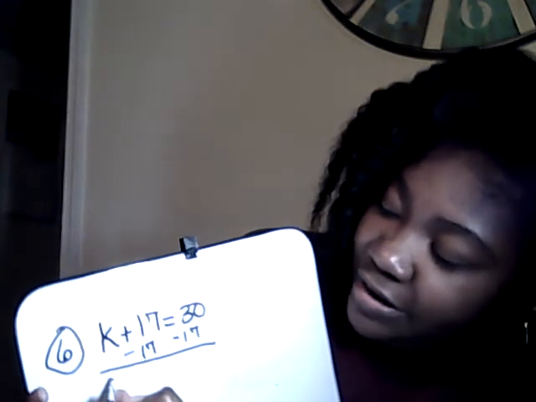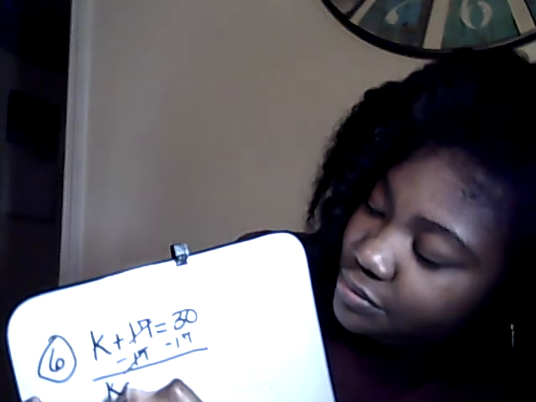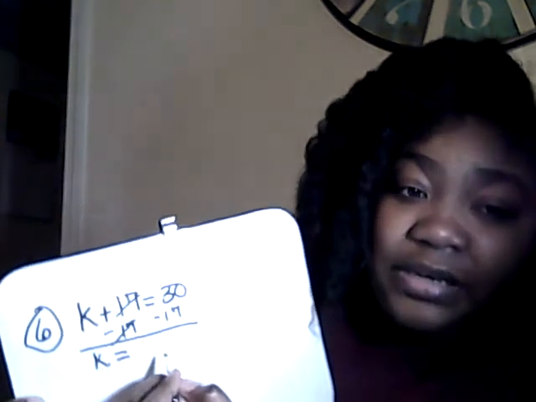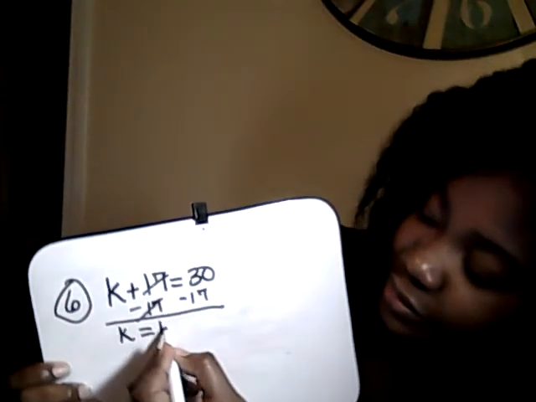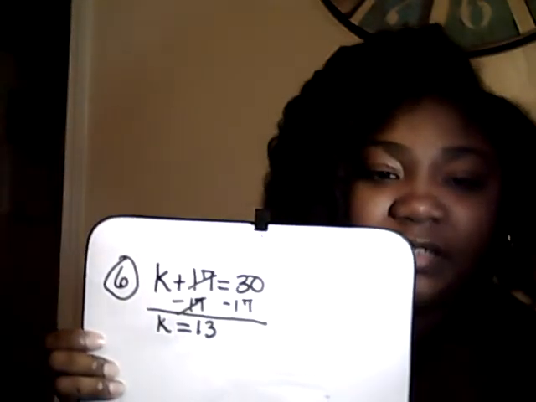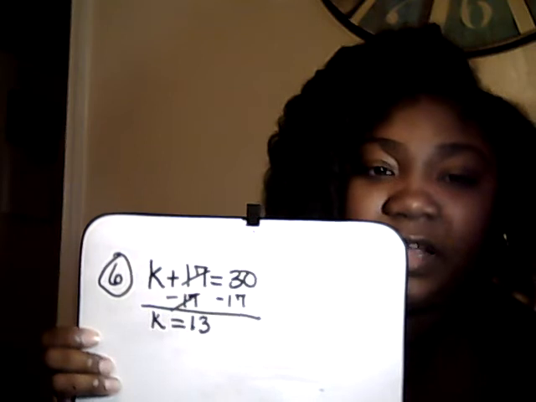Bring my K down. Cancel this out. And then 30 minus 17. Let's see, you see it. 30 minus 17 is 13. And that's our answer for number 6. K equals 13. Okay.